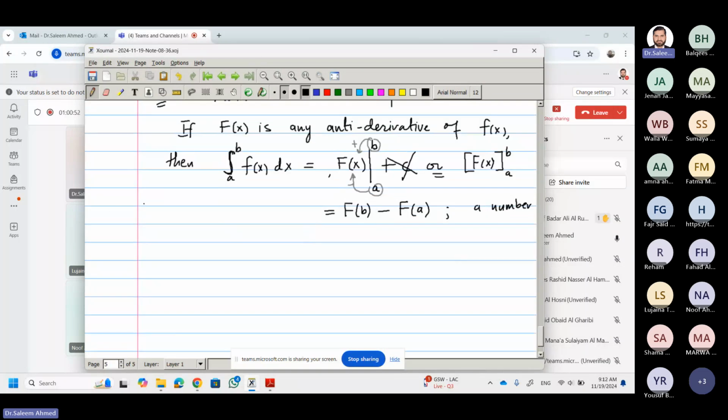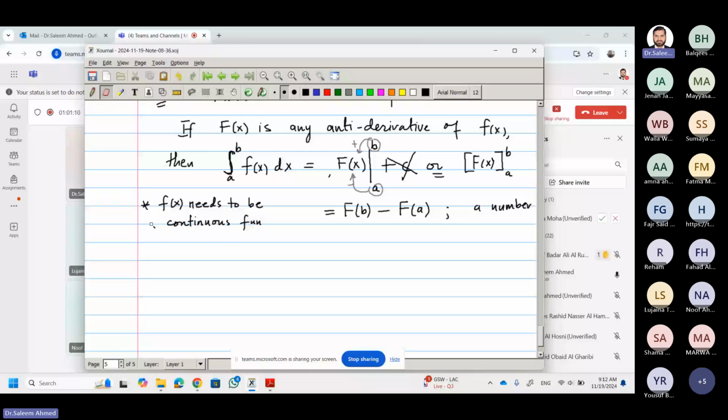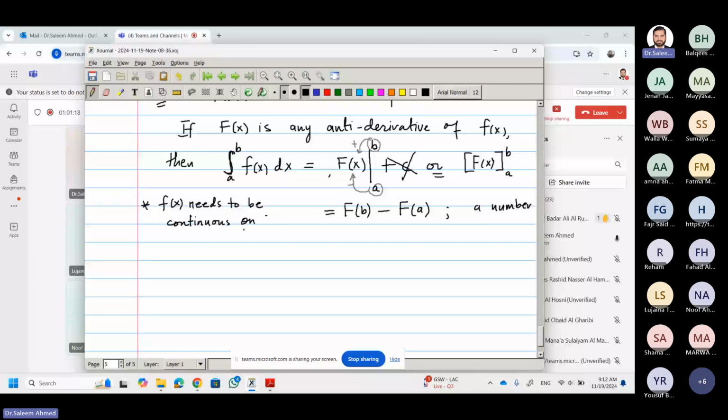So this gives you the definite integral. And here one condition is that, remember, f(x) needs to be a continuous function. There should be no break. You see, in chapter 1 we studied it needs to be continuous on the interval a to b. If it is not continuous on the interval a to b, I cannot use this theorem. Remember, so continuity is very important.